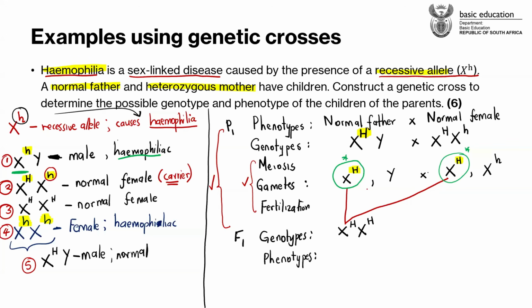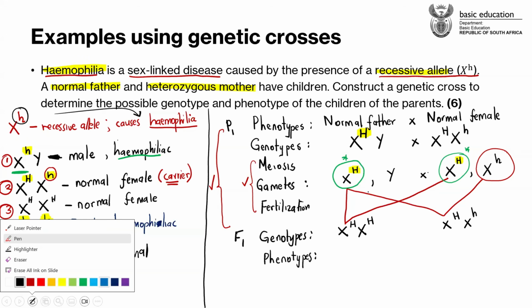Okay, so now the other crossing combination is this. There's two here, there's two here. So now we cross X with a capital letter H with this X with a small letter h. Of course, that's going to give us X with a capital letter H and another X with a small letter h.